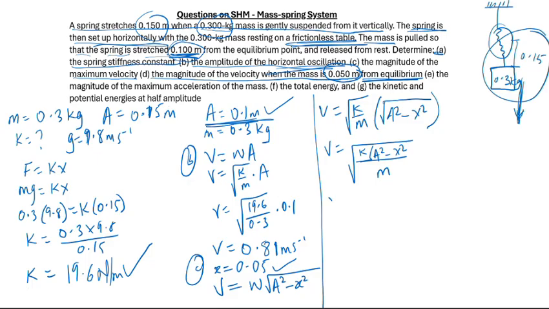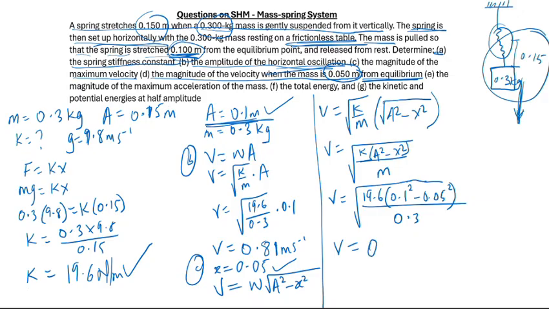All right, now what is our k? Our k is 19.6. Our a is 0.1 all squared minus our x, 0.05 all squared, and we are dividing by our mass, which is 0.3. Then our final velocity will be 0.7 meter per second. So that is our velocity at that point, and we can see it is not even up to the maximum velocity.